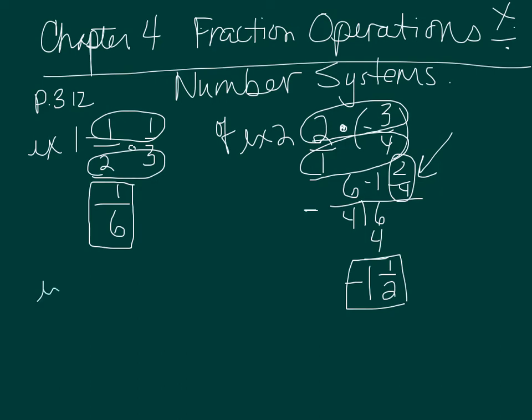And example 3 on the same page is 2/7 of -3/8. And this is already a fraction. So we can just multiply across numerators to numerators. We get 6.